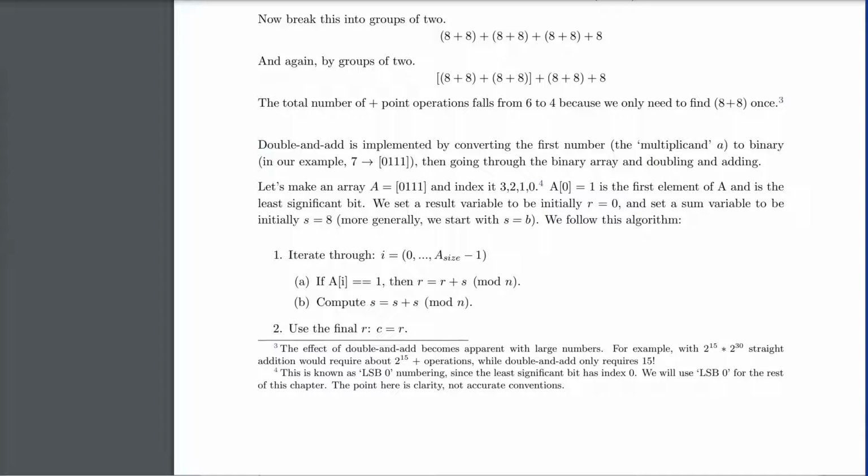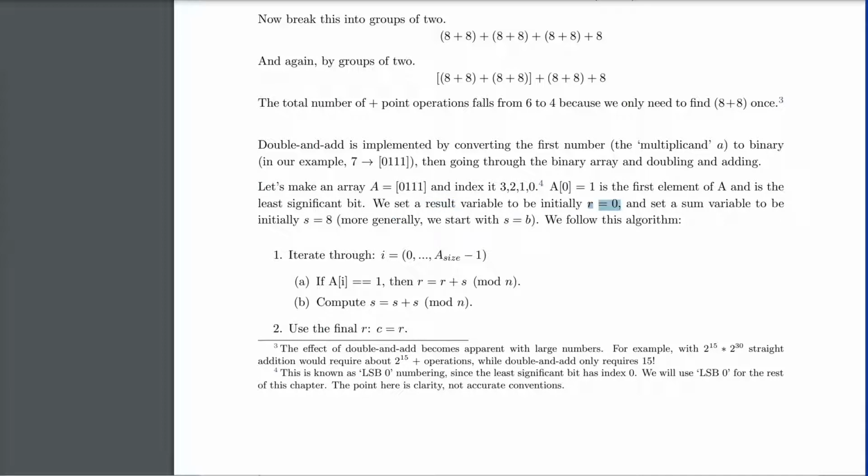It says you start by converting the first number, in this case a, to binary. So we take 7 and write it out in binary. We go through this binary array, and this actually will give us the instructions of how we want to manipulate this value in order to get our answer. We note that we have this array, we're indexing it 3, 2, 1, 0. In other words, the 0th place is the least significant bit, then the first place, the second place, the third place. And we note a of 0 is equal to 1, the least significant bit.